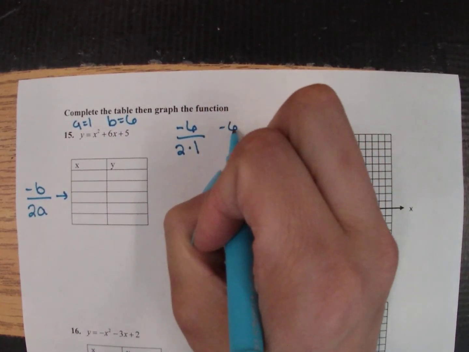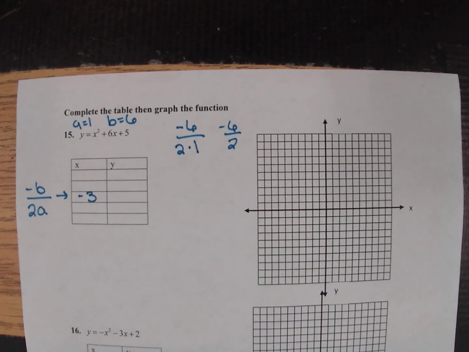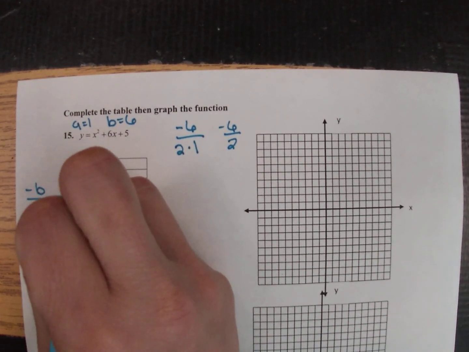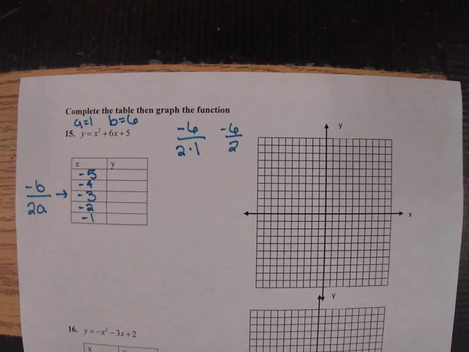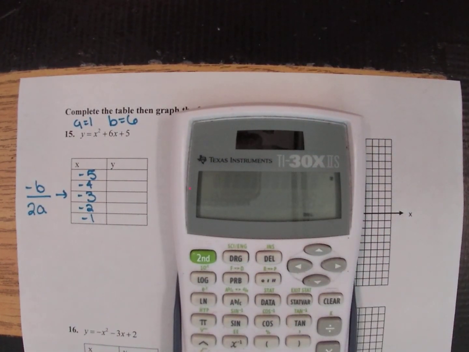So that's going to be negative 6 over 2, which means the middle of our table is going to be negative 3. We then want to count up and down. So we have negative 4, negative 5, negative 2, negative 1. And then you can do it by hand, but I think we'd all prefer to just plug in our calculators to find these corresponding output values.